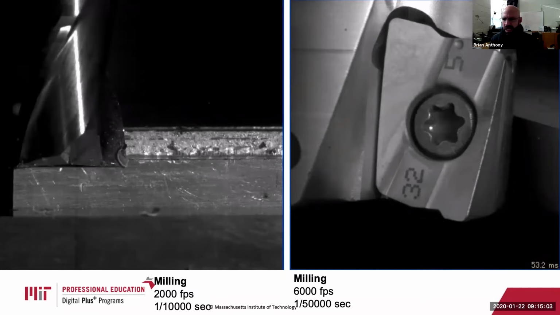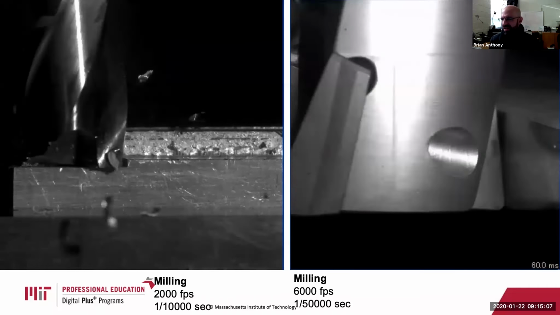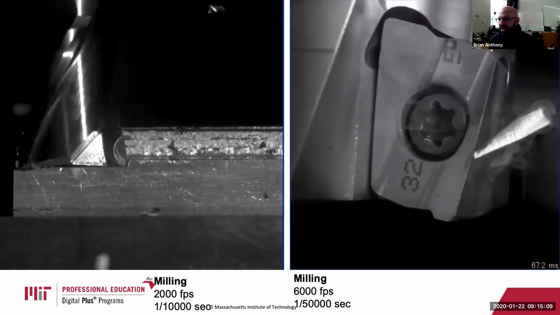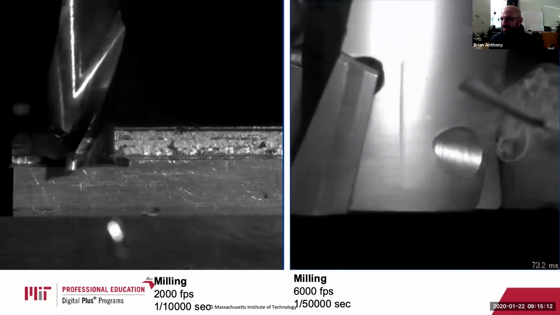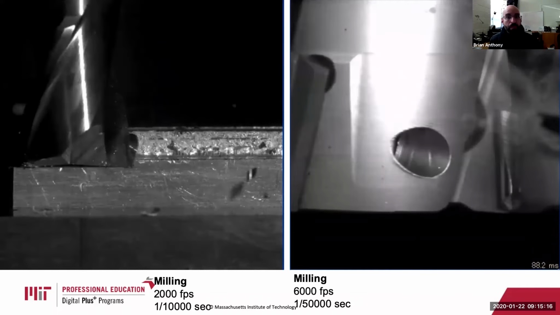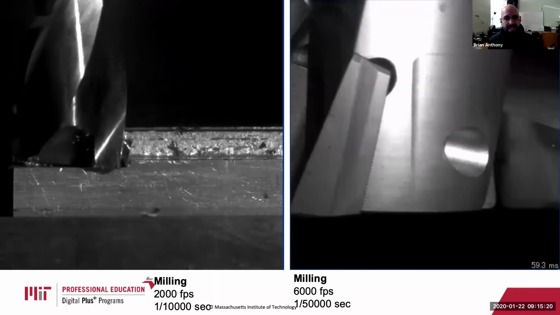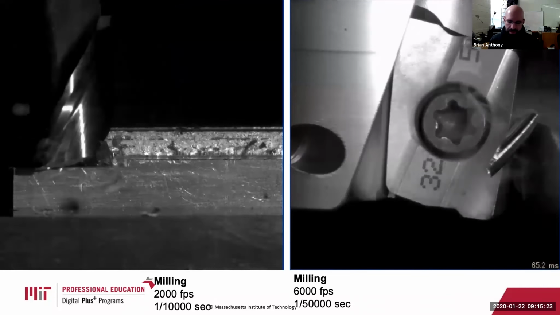Here's an example of a milling operation. You can tell by the smoke that's going to come off in the video on the right that we're probably not using enough cutting fluid. But when you start looking at manufacturing processes with this level of temporal resolution, you can really start to better understand the data that's coming from these processes and how to optimize them.